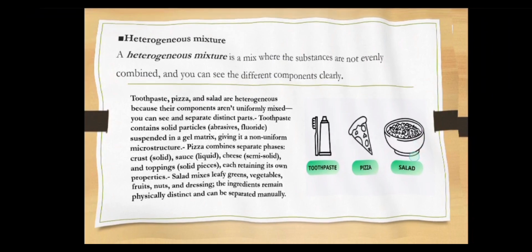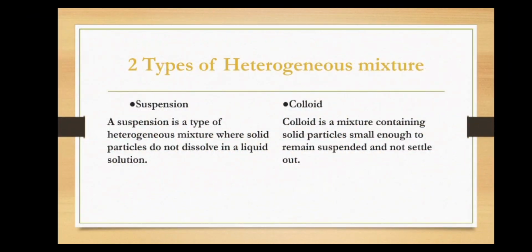In heterogeneous mixtures, there are two types. Those are suspension and colloid. A suspension is a type of heterogeneous mixture where solid particles do not dissolve in a liquid. Or, ang suspension is a heterogeneous mixture na may malalaking particles na hindi natutunaw, nakikita at madaling mag-separate. Just some examples of these are buhangin sa tubig at gatas ng kalamansi.